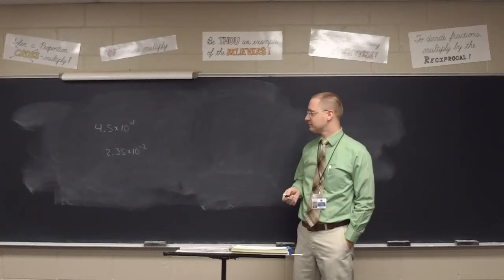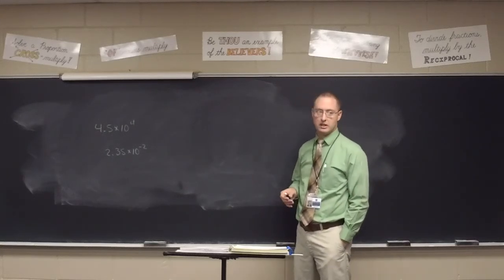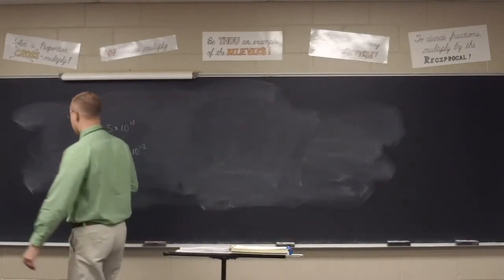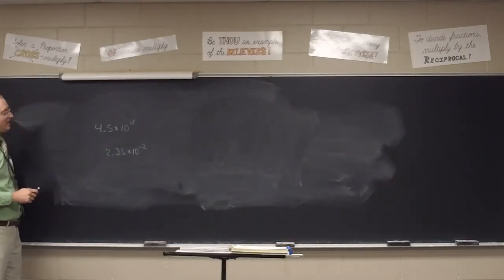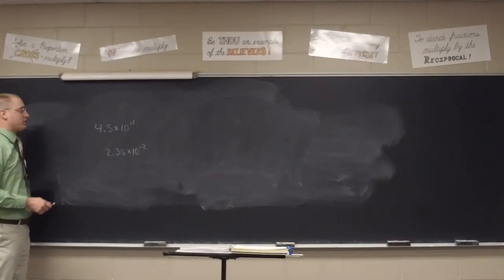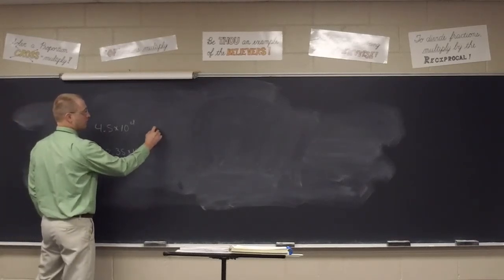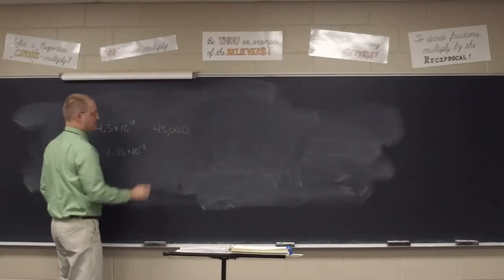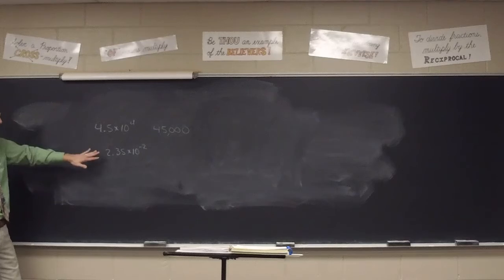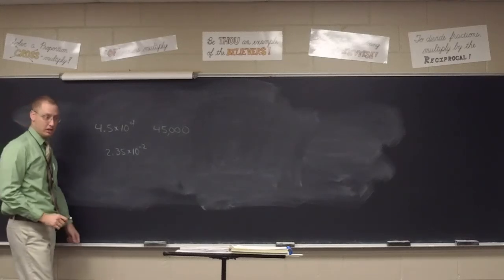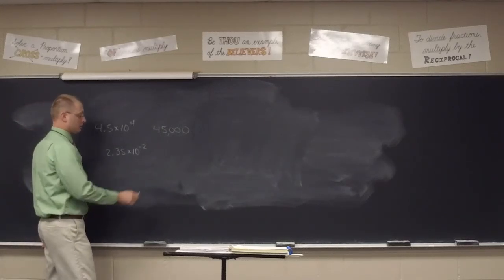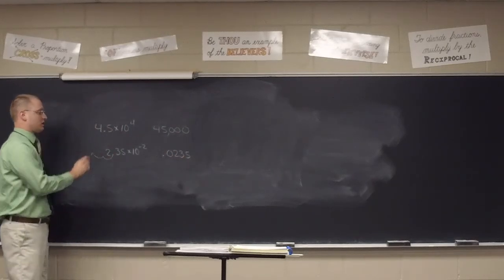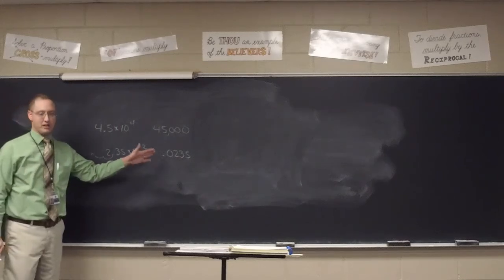Danielle, Glenn, Michael, Hayden, Lexi, and Lexi on the first one. What did you write? 45,000. 45,000 moves the decimal back 4 places, and we also got 45,000. And for the next one, what did you get for your answer here, Danielle? 0.0235, moving it 2 places the other direction to get a number that is smaller than 1. How many got this answer here?